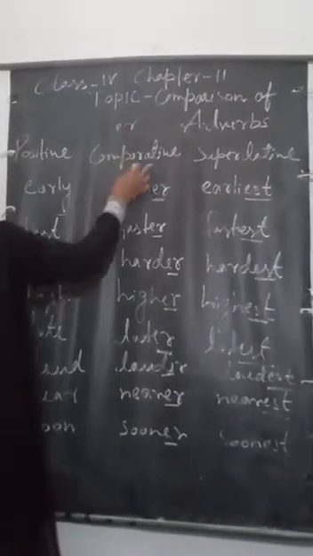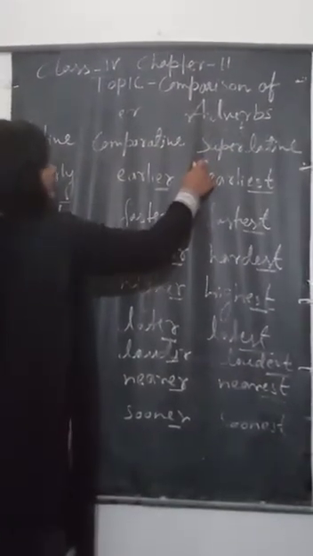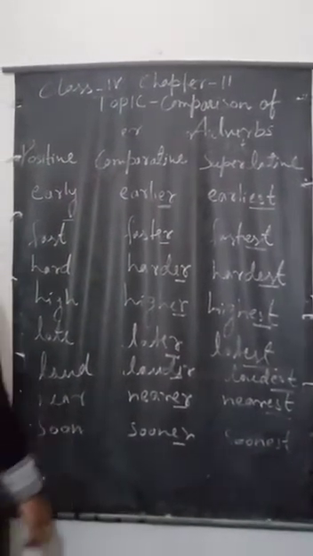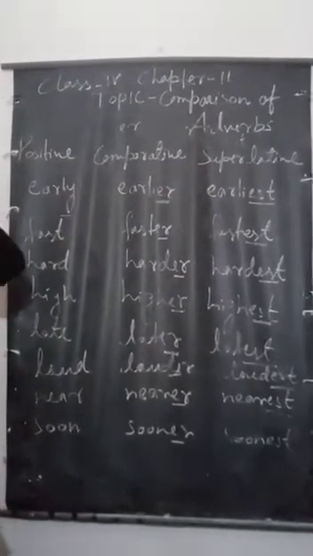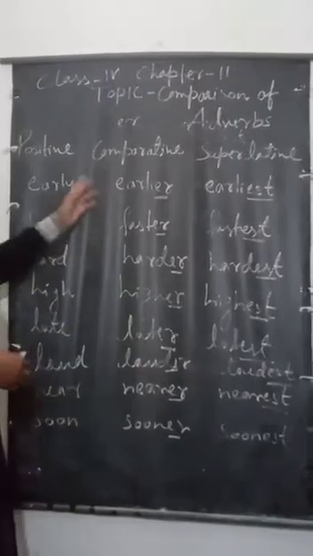So students, as you know, er is used in the comparative degree and comparative form, and est in the superlative form. So let's see in this chart how to change positive into comparative and comparative into superlative. See this chart so you can understand better.